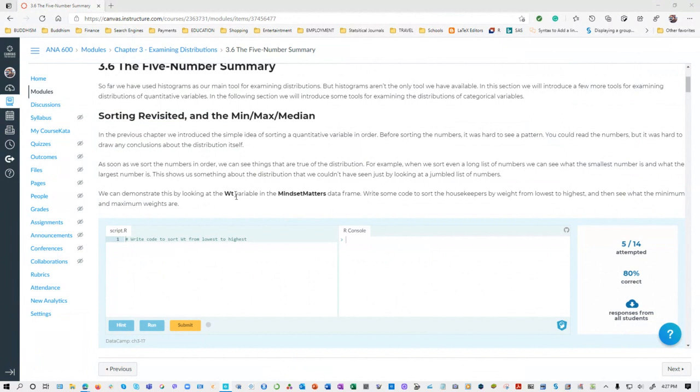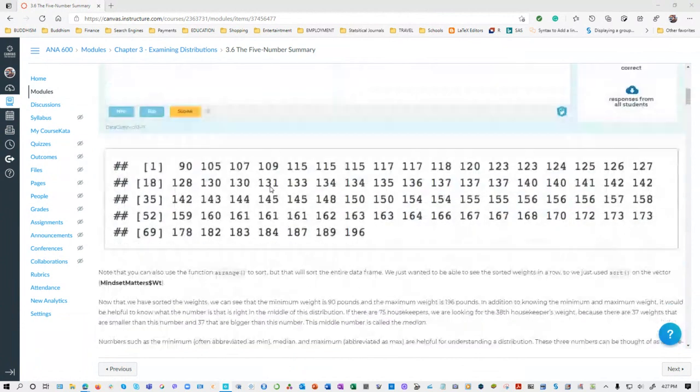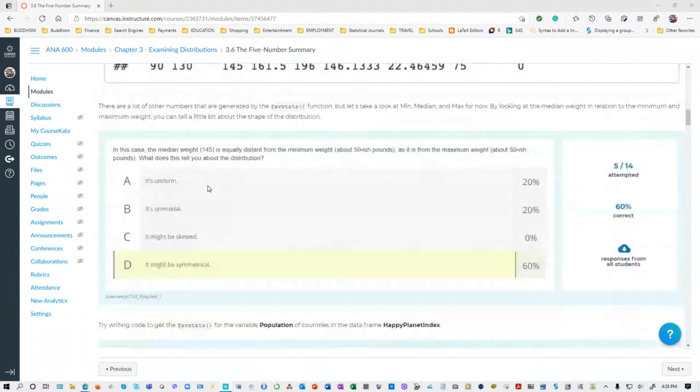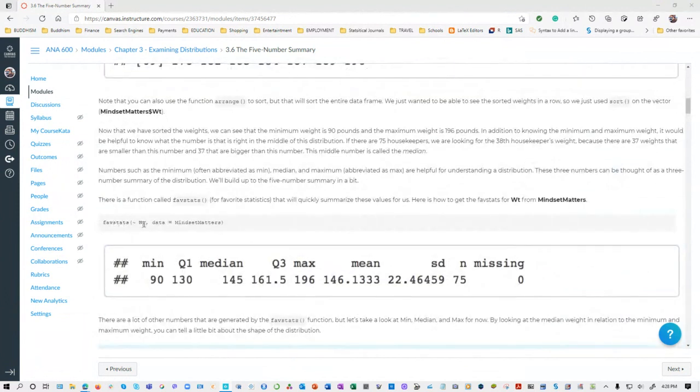Go to the data, mindset matters. You pick the weight, WT, which means the weight before the survey is done. How could we get that? You go to favstats, favorite statistics, and give the data. See, this is the setup. Favstat means favorite statistics. You get the variable, make sure you put the tilde, which is going to display the x-axis, and then the data, mindset matters. You run that favstats function, and that would give you this.